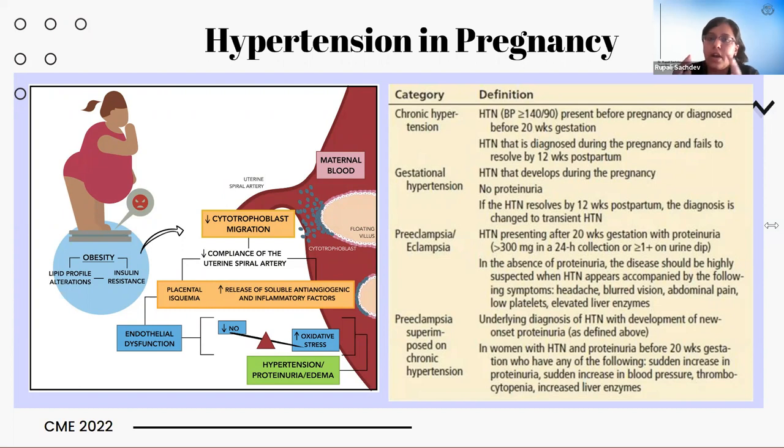Now, understanding why this happens is basically because of decreased cytotrophoblast migration. So the spiral arteries inside your uterus are not developing properly, and they lead to placental ischemia, and there's release of soluble anti-angiogenic and inflammatory factors. So there's oxidative stress and there's endothelial dysfunction. So basically, if you don't remember anything about hypertension, remember the definitions and remember that the cause lies in the placenta. Once the placenta comes out, the blood pressure should normalize.